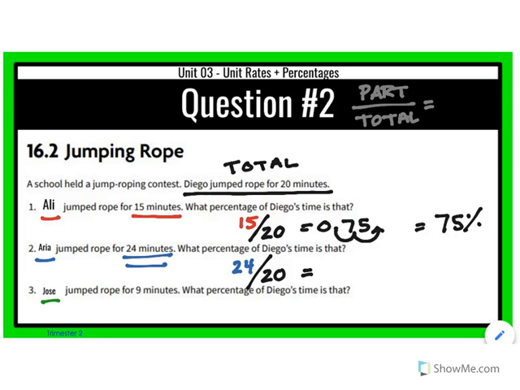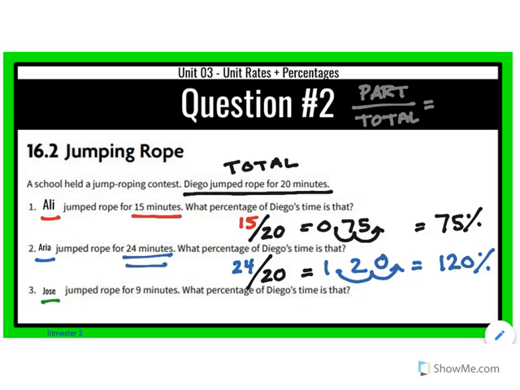So 24 divided by 20 is equal to 1.2. And we want to move the decimal over 2 places, or create the butt cheeks, 1, 2. And so we're going to put a placeholder here as a 0, and our percent sign will go right after that, which is 120%.